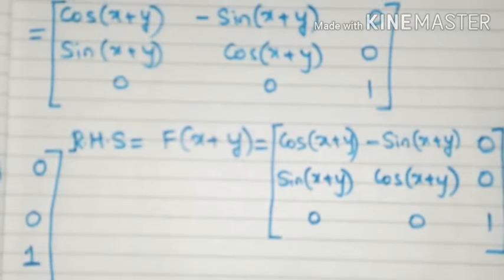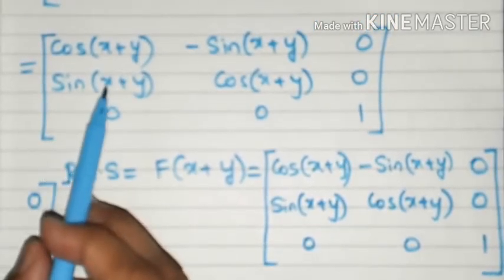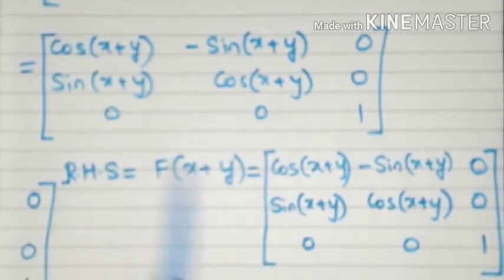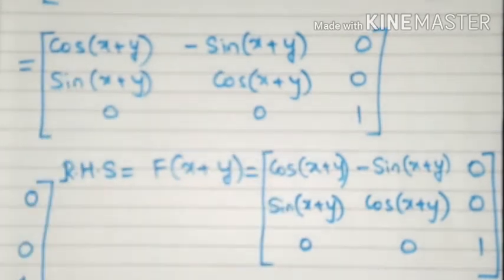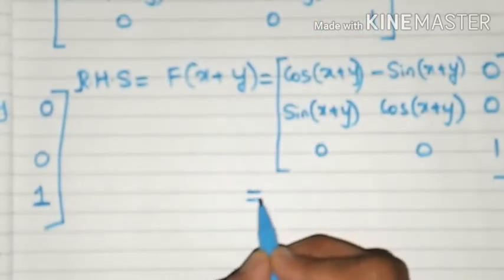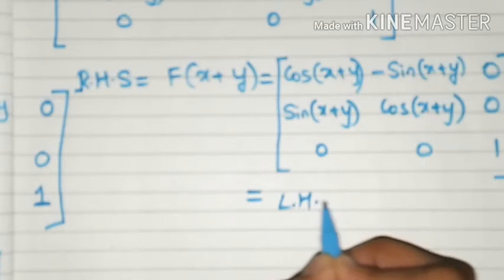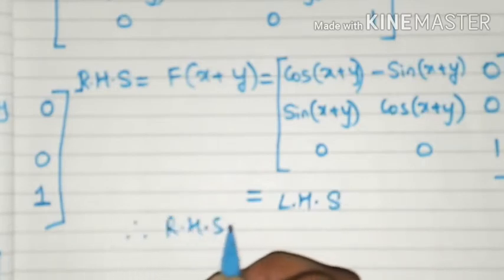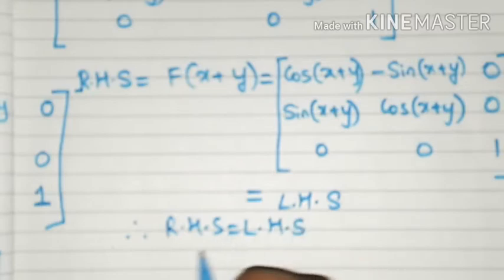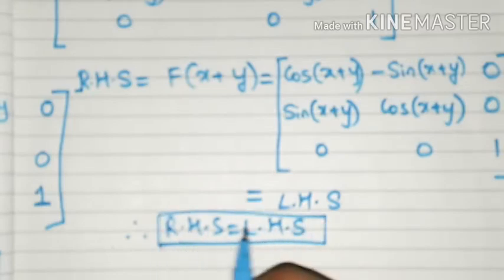Now if you observe the LHS and the RHS, this is the LHS and this is the RHS, you will observe that all the corresponding matrix elements are one and the same. So what does this mean? This means that the LHS is equal to the RHS. So therefore RHS is equal to LHS, and hence we have proved that particular equation, that f of x into f of y is equal to f of x plus y.